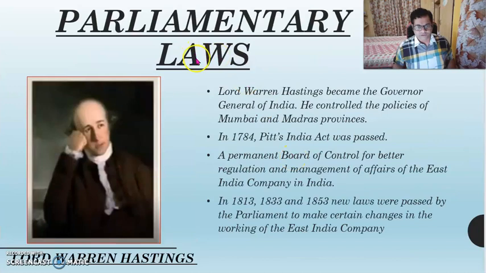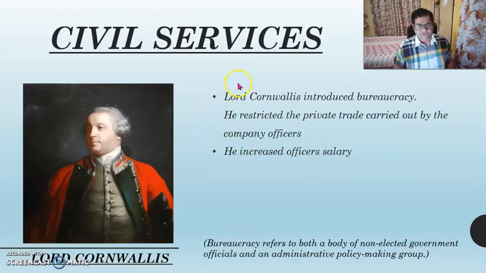Next one is parliamentary laws. This is Lord Warren Hastings, the original picture. He became the Governor General of India. He controlled the policies of Mumbai and Madras provinces. In 1784, Pitt's India Act was passed, a permanent board of control for better regulation and management of affairs of the East India Company in India. In 1813, 1833 and 1853, new laws were passed by the Parliament to make certain changes in the working of the East India Company. Next, we have civil services.